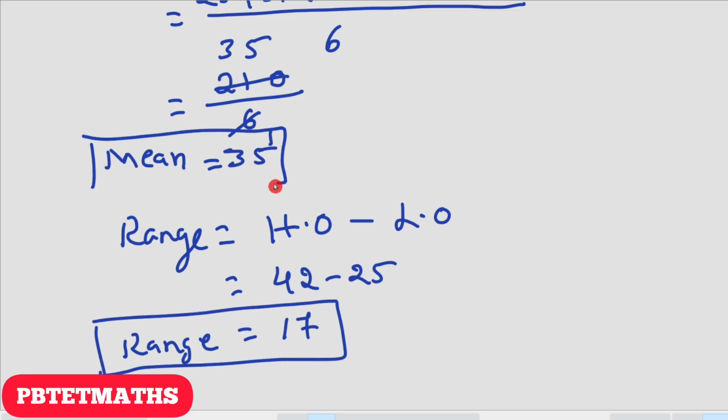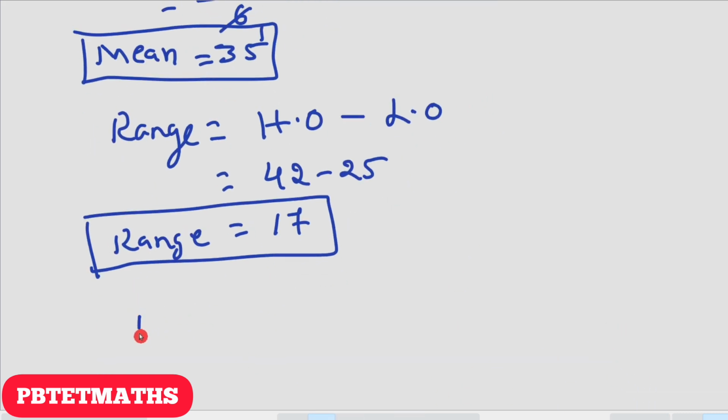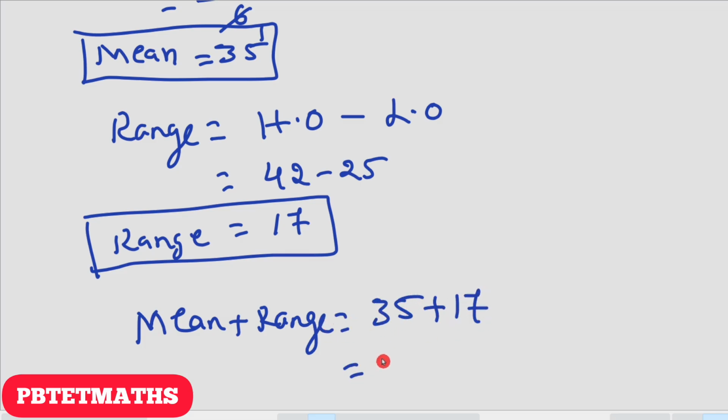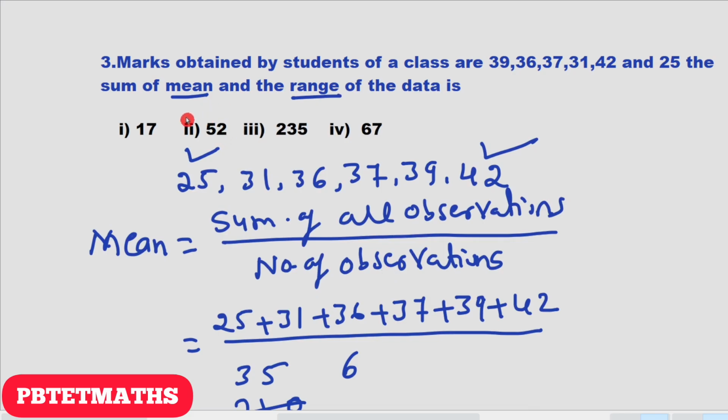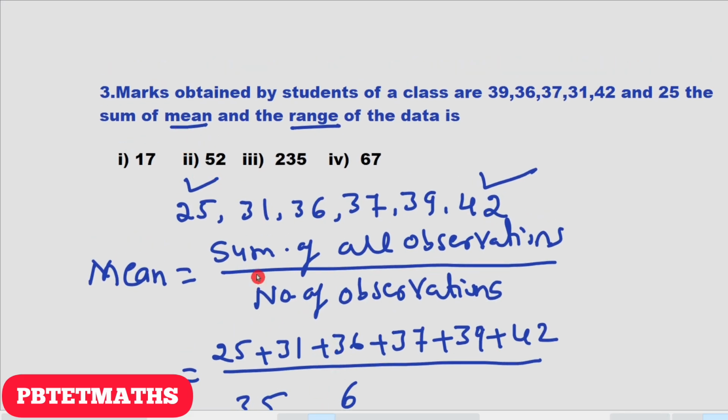Now we got the range. We have the value of the mean. Let's find out mean plus range. So mean plus range is equal to 35 plus 17, which gives us 52. That is the correct option. So option 2 is the correct answer.